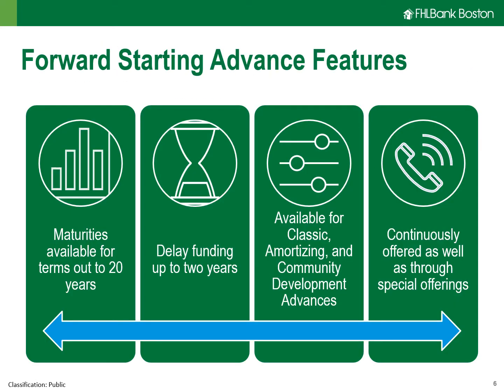All right, just to briefly go through some of the features that we have with this product. Same as other products here, we go out all the way to 20 years for this advance, with the ability to delay funding up to 2 years. So you could enter into a forward rate advance today, not get the funding for 2 years, and then take out a term out to 20 years beyond that. It's available in our classic advances, amortizing, and community development advances as well. So it's not just the classic advance where you can use this feature.